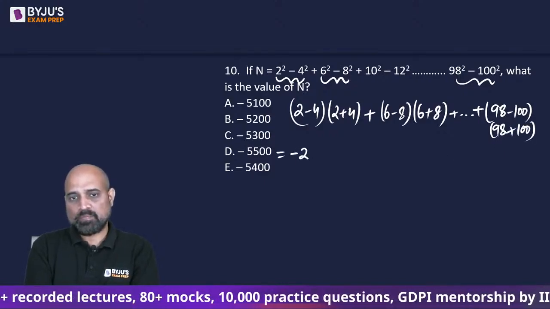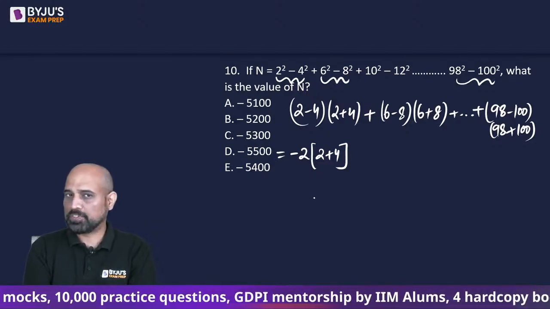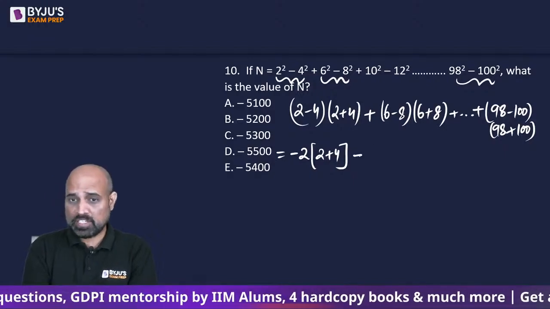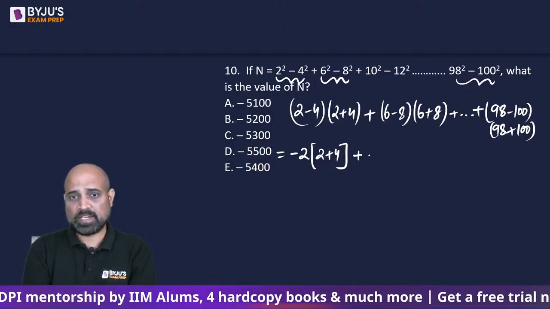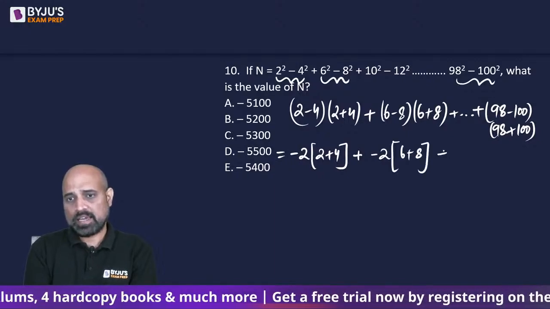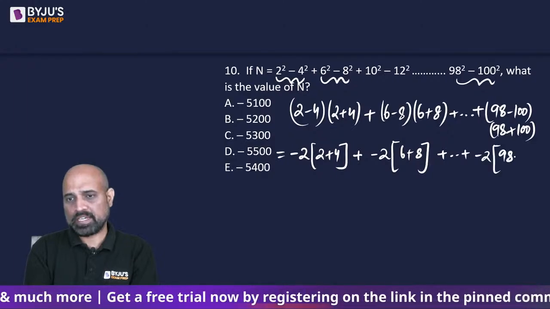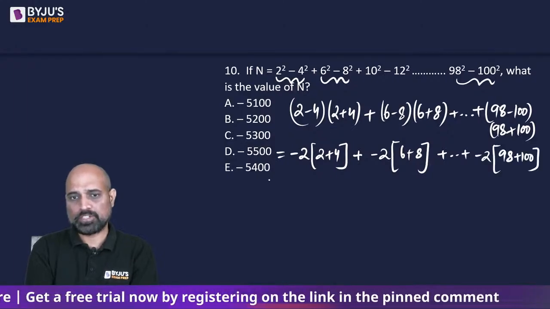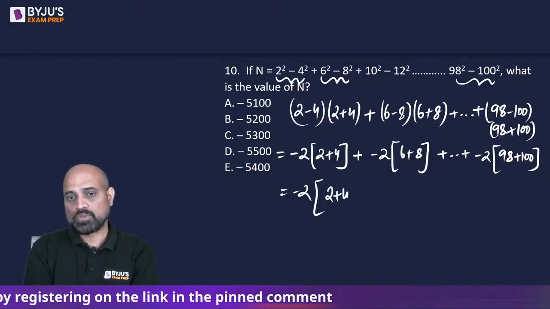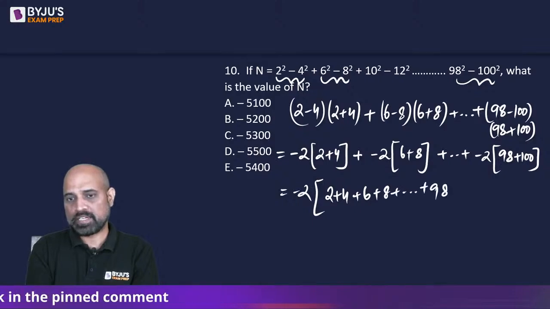So this will become minus 2 times 2 plus 4. I'm not going to write down 2 plus 4 as 6 because that will make things difficult. I'll leave it as such. Then 6 minus 8, that is another minus 2 times 6 plus 8. And this continues. The last term will be minus 2 times 98 plus 100. Now what I will do is I'll take out minus 2 common and I will be left with 2 plus 4 plus 6 plus 8 and so on up to 98 and 100.